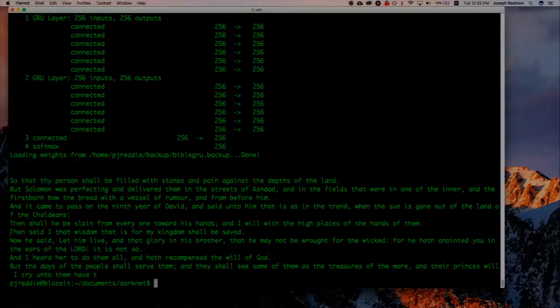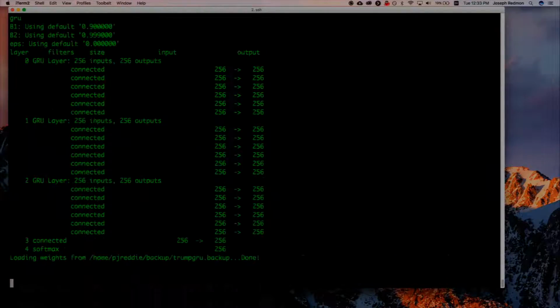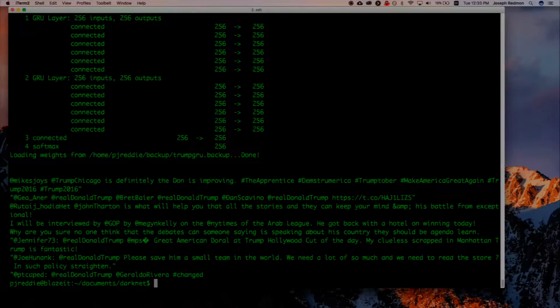Then said I that wisdom that is for my kingdom shall be saved. Now he said, let him live, and that glory in his brother, that he may not be wrought for the wicked, etc. So a bunch of random things going on. Let's see, I scraped a bunch of Trump tweets, and we can predict things that Trump might tweet out about. I will be interviewed by @GOP, by Megyn Kelly on the New York Times, of the Arab League. Who knows? Honestly, not too far off base in terms of how much they make sense.